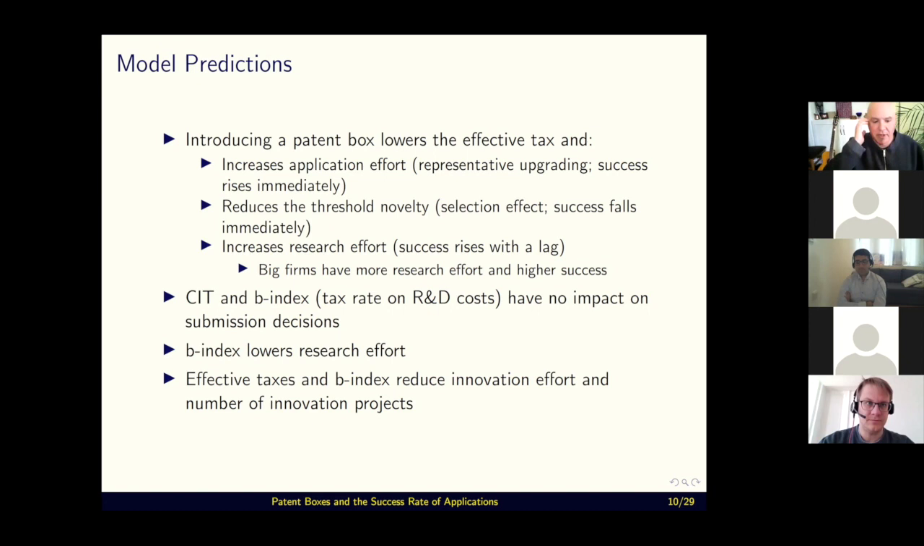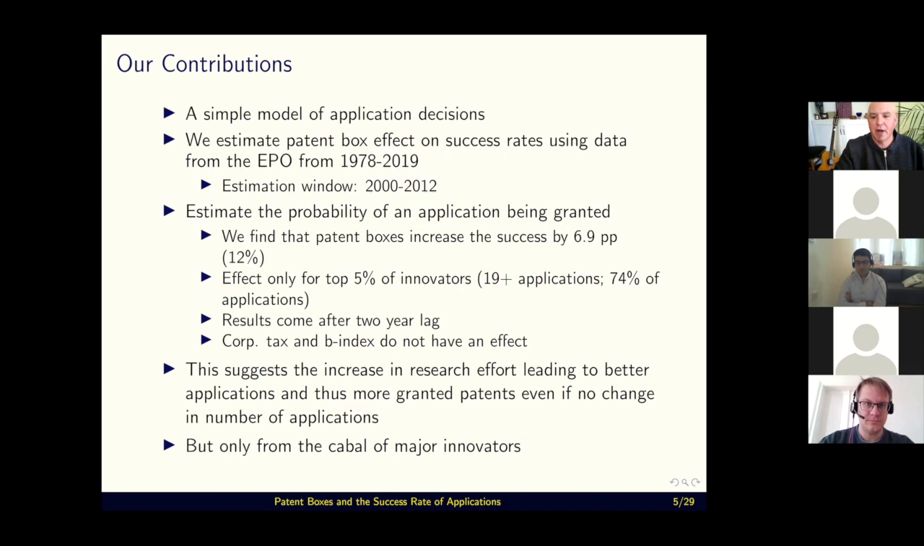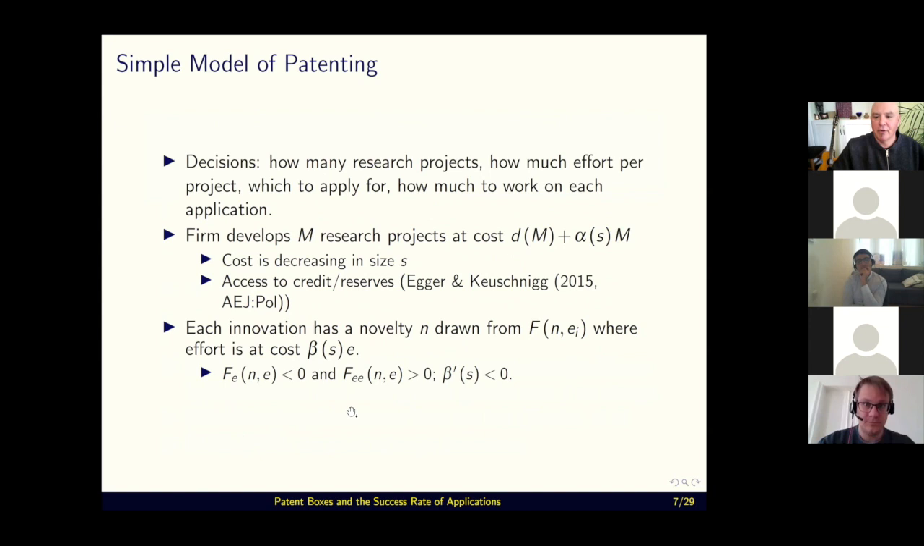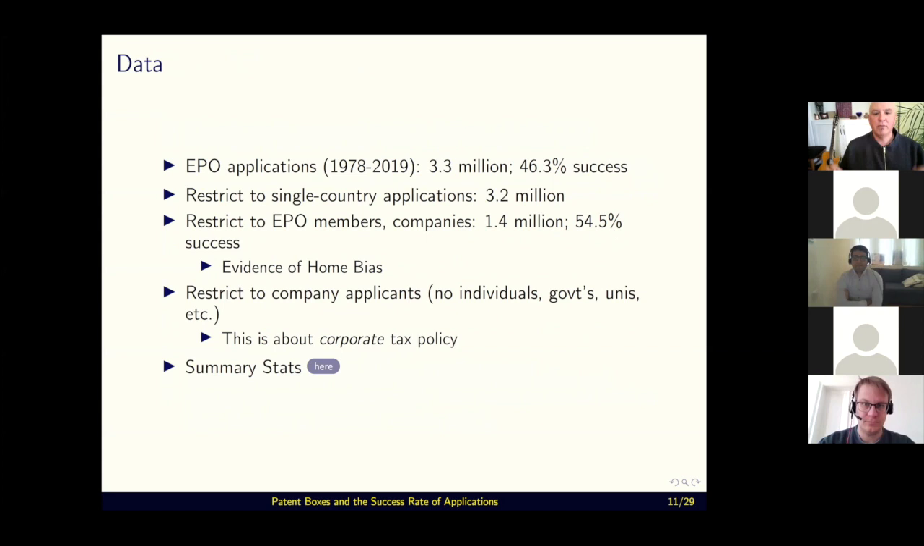And then these are gonna have some impacts on the number of innovation projects. But again, the limit of that is gonna be governed by those fixed costs. If these fixed costs are really big, then it's gonna take a big tax reduction to actually have more innovation projects. So theoretically, that effect should be positive on the margin, but may not be very big in practice. So those are the ideas. And so we're gonna take this to the data.